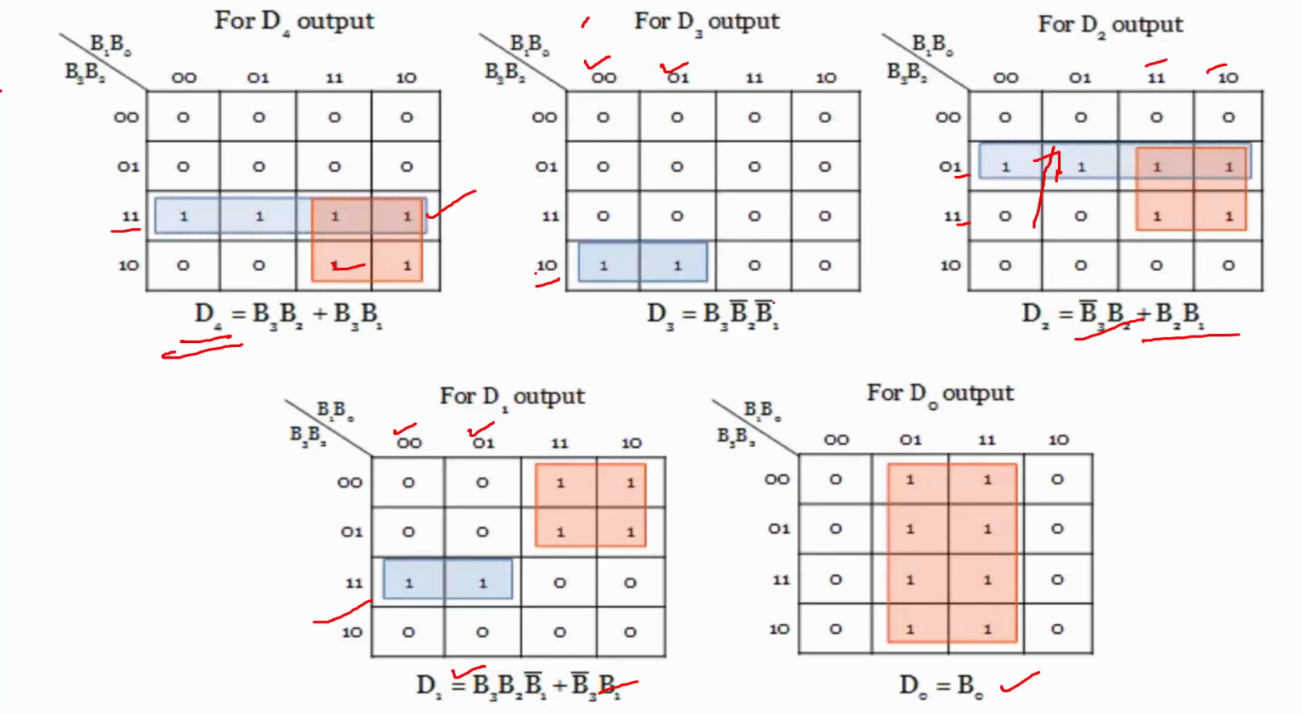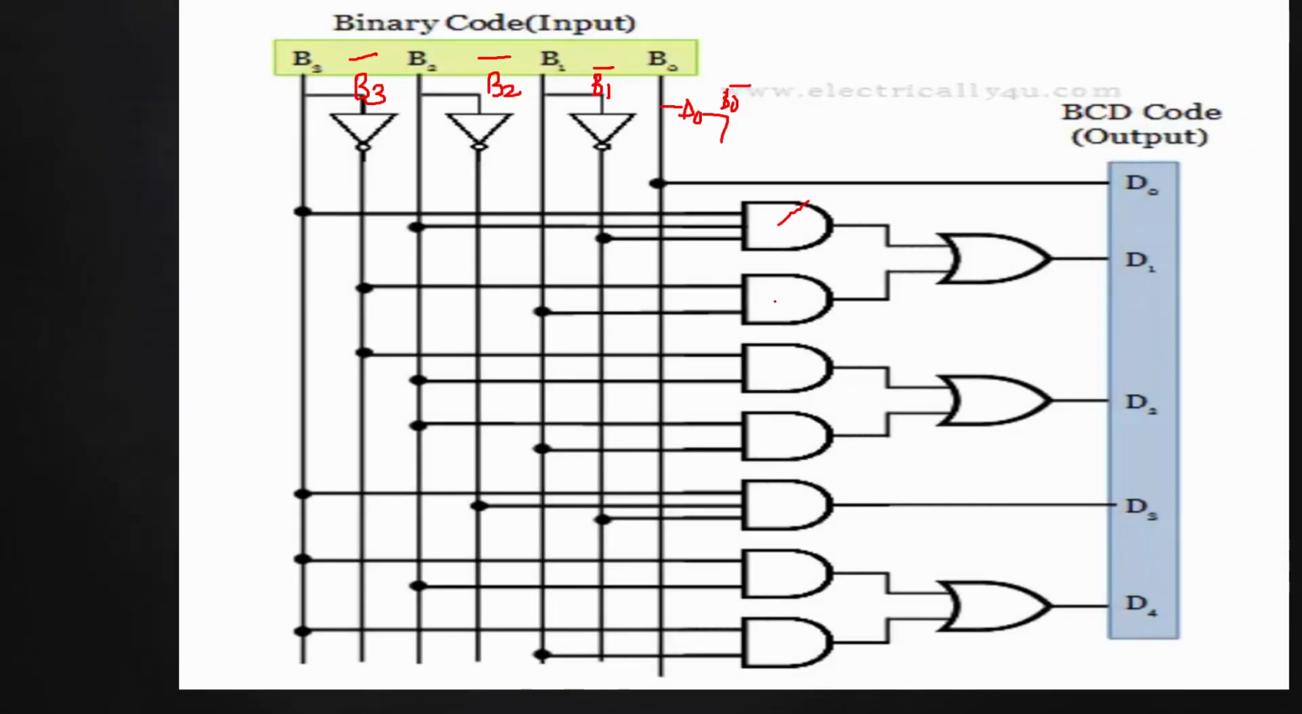Next, B3 complement and B1 are taken as inputs to this AND gate, and these product terms are taken as inputs to one OR gate, and the output of this OR gate forms the expression for the circuit corresponding to D1.